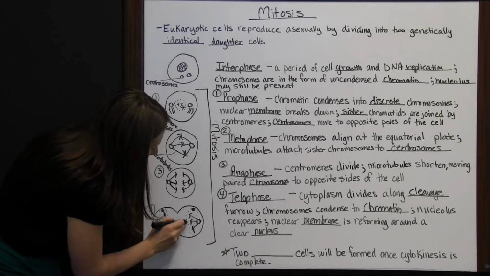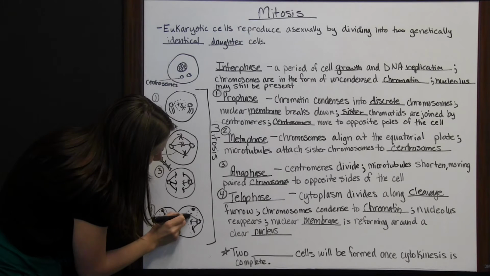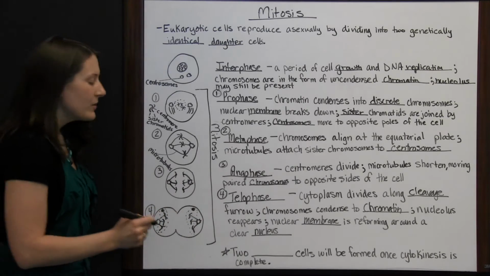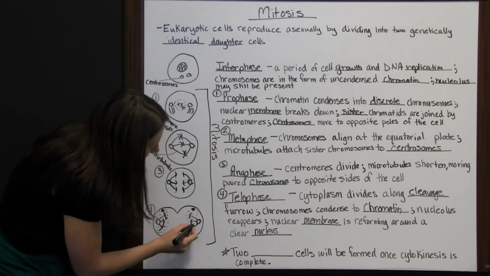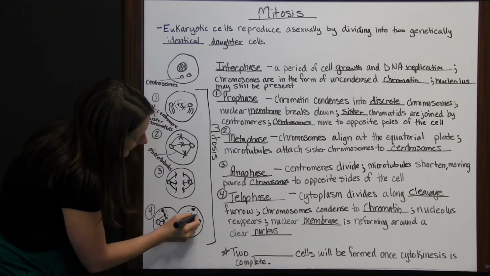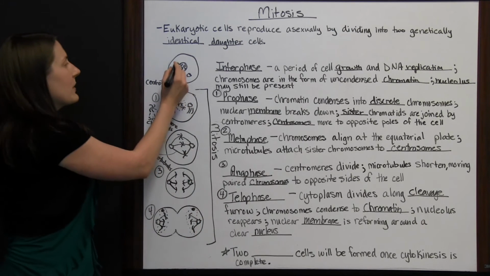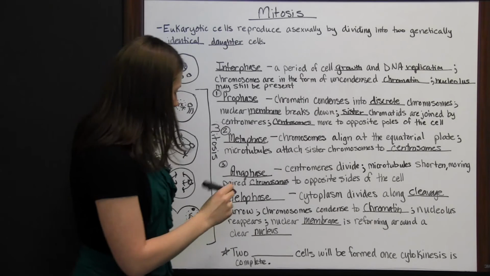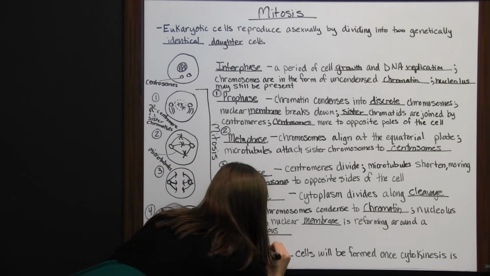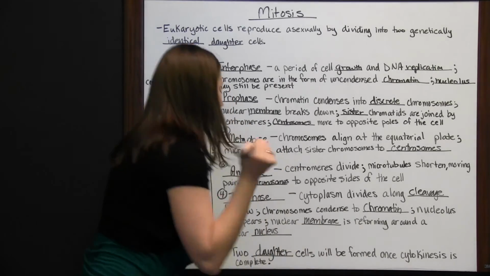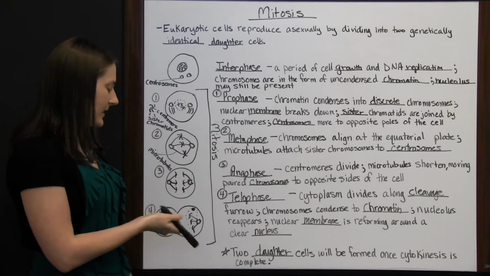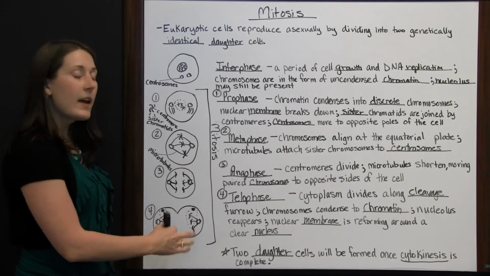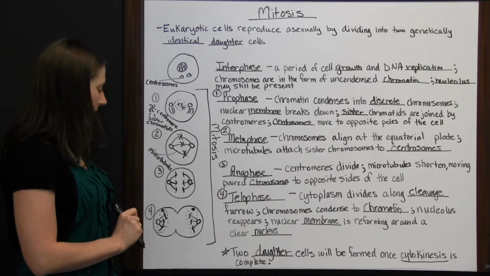So you see the nuclear membrane is forming around where your uncondensing chromosomes are, and your nucleolus has reappeared. So once these cells split off, this is going to be a nucleus again that looks much like this, with the uncondensed chromatin and the nucleolus in the center. Two daughter cells, as we discussed at the beginning, two identical daughter cells will be formed once cytokinesis is complete. And cytokinesis is that process of the cell being cleaved in half to form two new identical daughter cells.